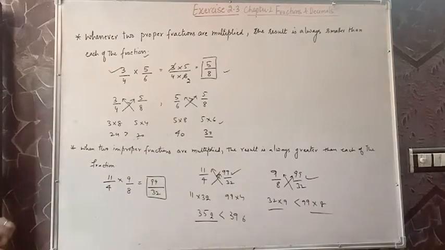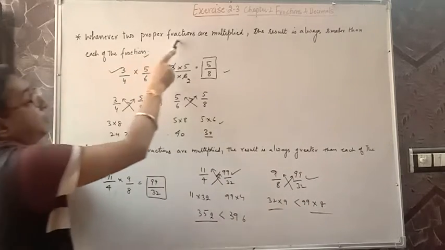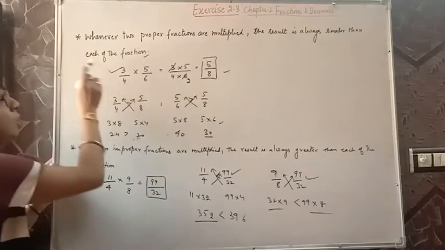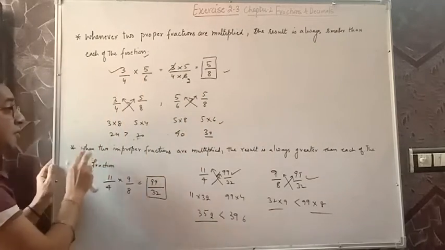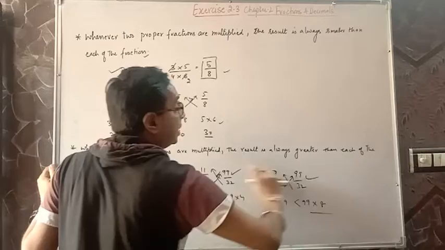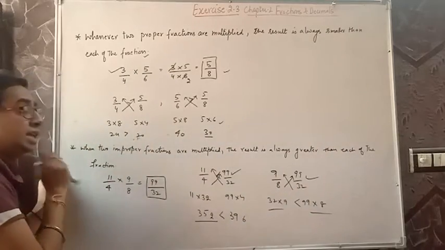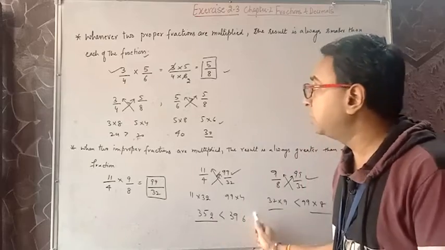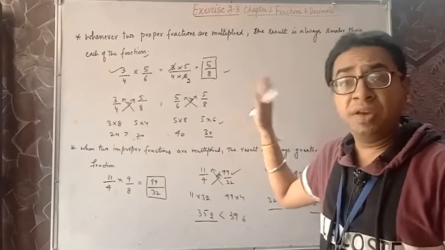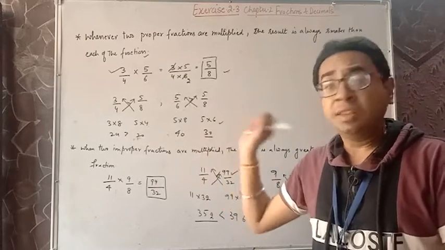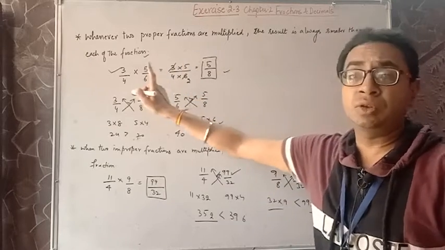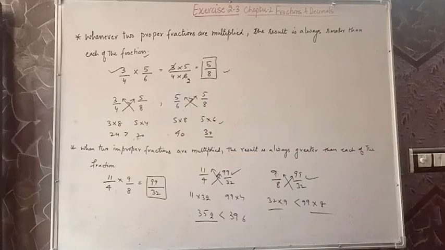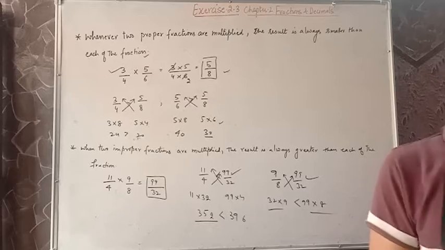So these two results are very important. When two proper fractions are multiplied, the result is always smaller than each of the fractions. When two improper fractions are multiplied, the result is always greater than each of the fractions. Very important concept from the NCERT. You have to remember this. Very theoretical, but this is a very important conclusion. Clear? So now let's start with the exercise immediately.